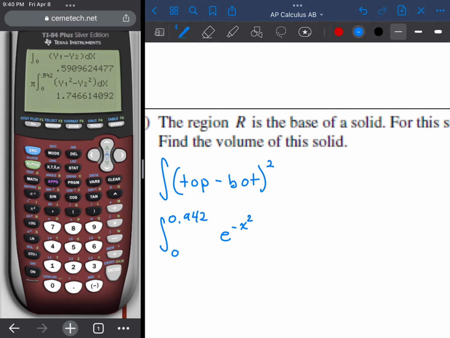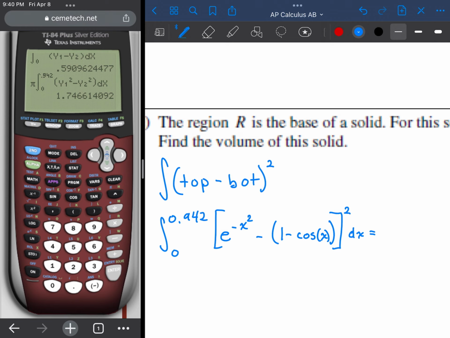e to the negative x squared. And then subtract. And then I do need parentheses again. Be careful. I have the 1 minus cosine of x. That thing is in parentheses, all right? And then I want to do that whole thing quantity squared. So I'm going to put square brackets here. That whole thing quantity squared and dx to make it formal.